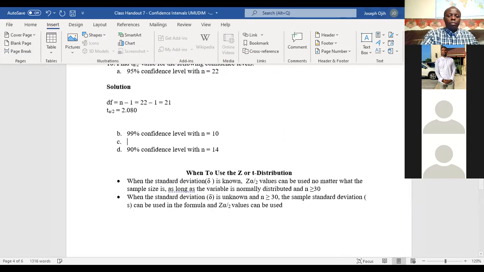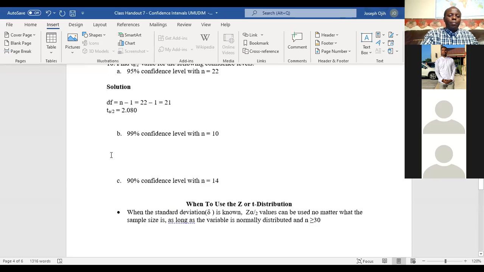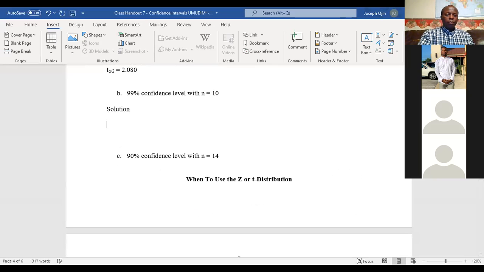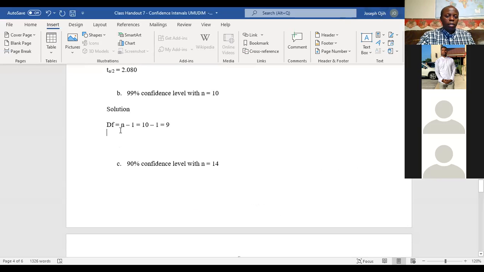Let's try the second example. Say for 99% confidence level with n equals 10. Solution: you find the degrees of freedom first, which is n minus 1, which is 10 minus 1, which is 9.